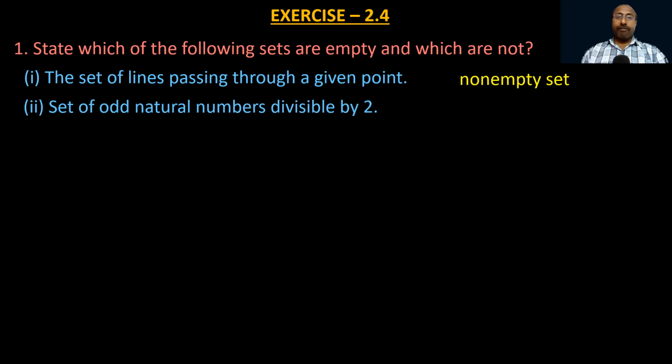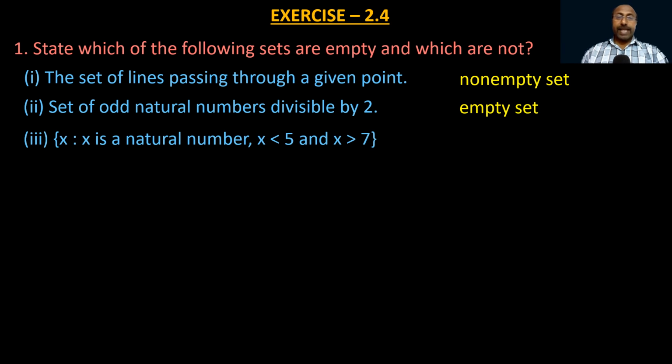Second one, the set of odd natural numbers divisible by 2. So odd natural numbers are not divisible by 2, because if odd natural numbers are divided by 2, we get the remainder as 1. So they are not divisible by 2. So this is an empty set, because no odd natural numbers exist such that divisible by 2.